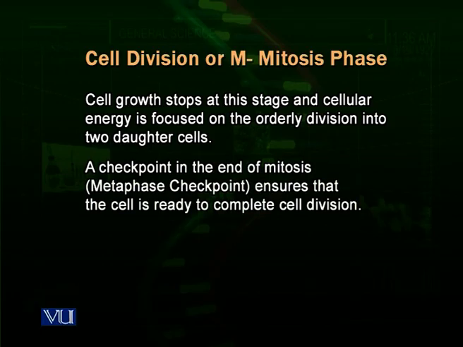There is a check when the cell is dividing. There is a checkpoint almost at the end of mitosis, which checks whether the mitosis is correctly carried out or not. If not, the cell is stopped from entering the next phase, from dividing. If it is okay, the cell goes towards dividing into two.